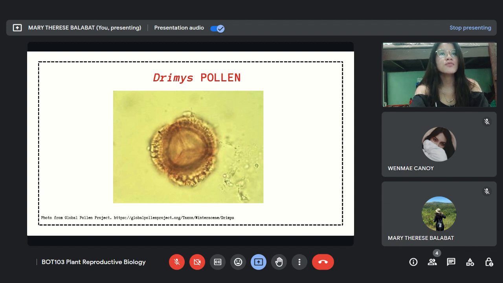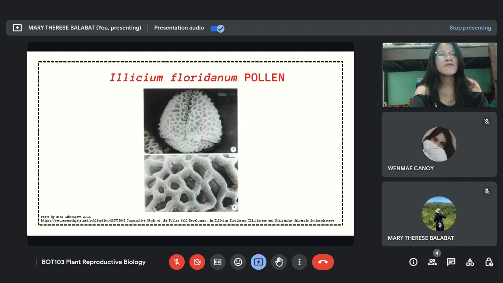So, Illicium floridanum pollen, it belongs to the same tribe as Drimys, but they are quite different. It does not have any trace of the large single furrow. Instead, it has 3 slender furrows which reach from pole to pole.